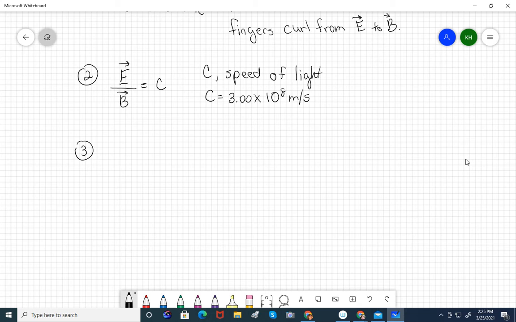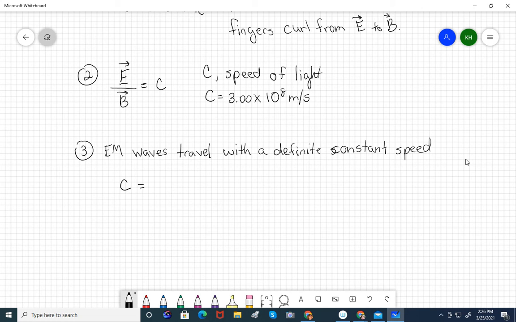The third property is that electromagnetic waves travel with a definite, constant speed. They don't speed up and slow down when they're traveling through a vacuum. We call that speed c.